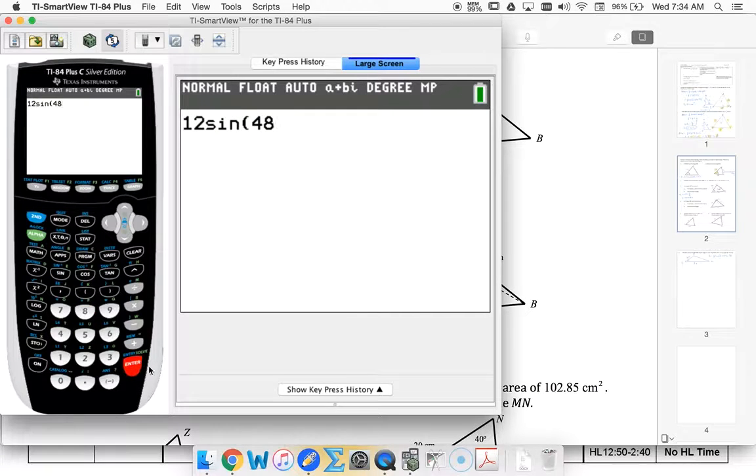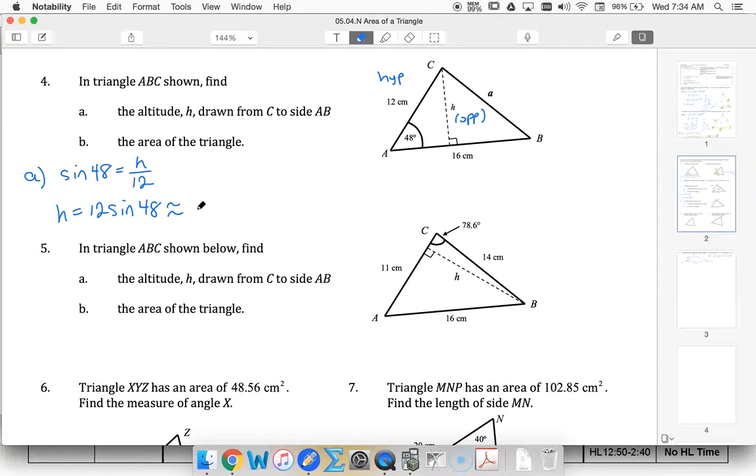let's see, 8.92. Of course, I'm not going to use 8.92 when I do future calculations. I'm going to use the whole thing. So let's find the area.